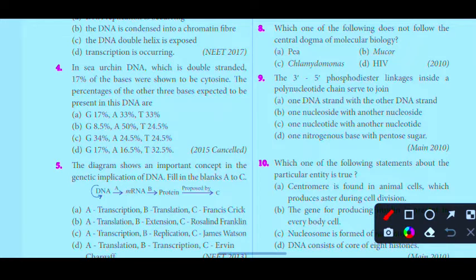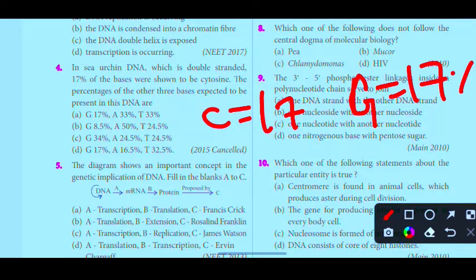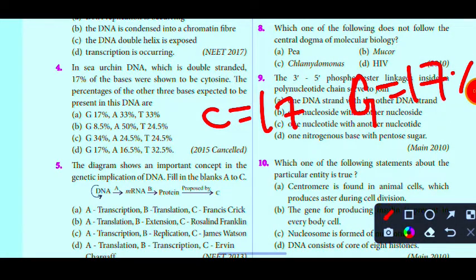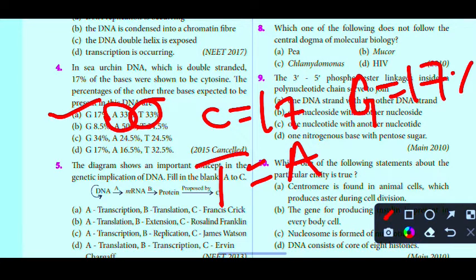The next question is, in a sea urchin DNA which is double stranded, 17% of the bases were shown to be cytosine. The percentage of the other 3 bases expected to be present in the DNA are. If cytosine is 17%, then guanine should be 17%. Option A and option D contain 17%. The next is thymine is equal to adenine, so these must be same. In option A both are same, A and T are same. So option A is correct.